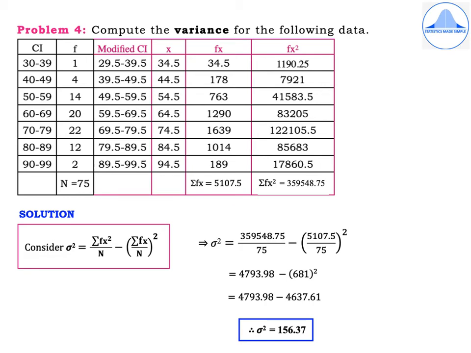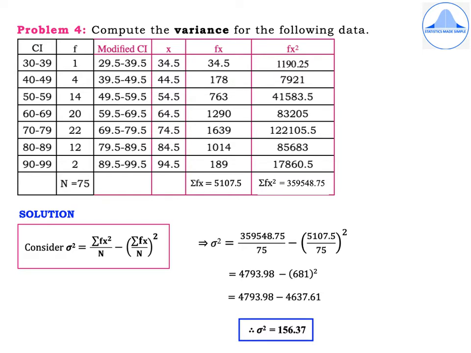Problem 4. Compute the variance for the following data. In the first column, you have class intervals 30 to 39, 40 to 49, and it continues up to 90 to 99. The corresponding frequencies are 1, 4, 14, 20, 22, 12, and 2.